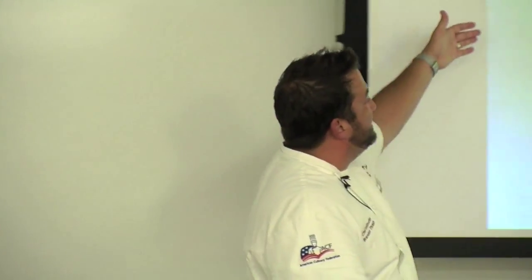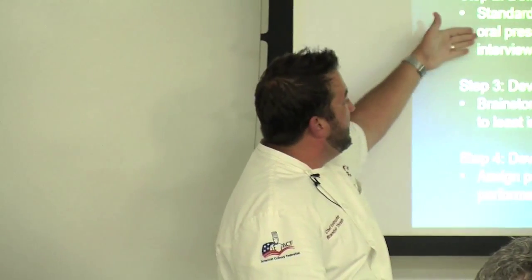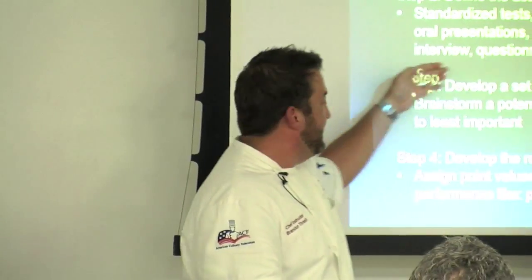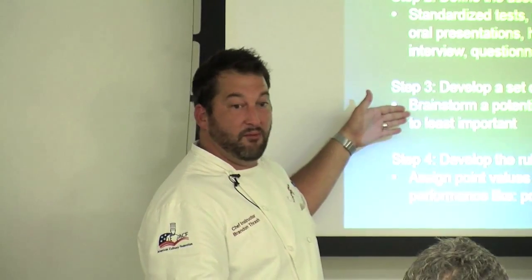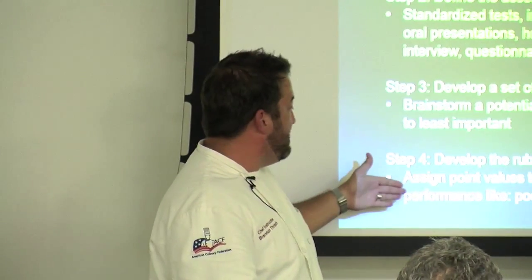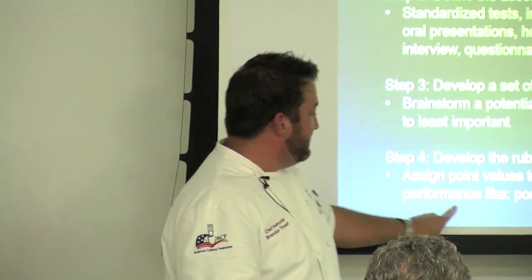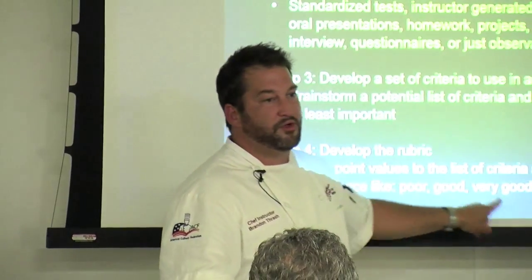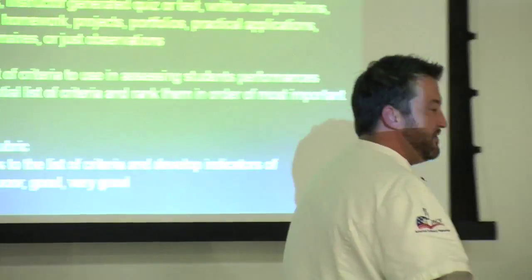And then the rubrics. Review the lesson and the student performance. Define the assessment procedure: how are they going to be assessed? Then brainstorm to decide importance on these issues, and finally develop the rubric, developing descriptors like poor, good, very good, exemplary, whatever the case. I know that rubrics tend to be a mystery for some. For me, when I started teaching, I was like, what? So this is a nice little way to develop your rubric.